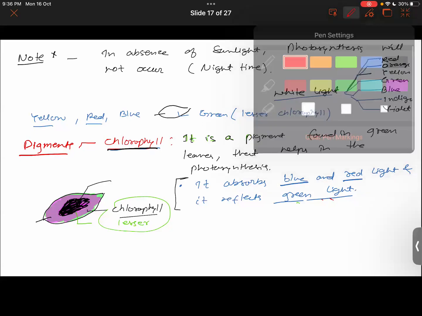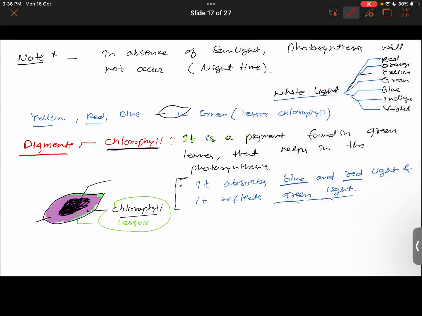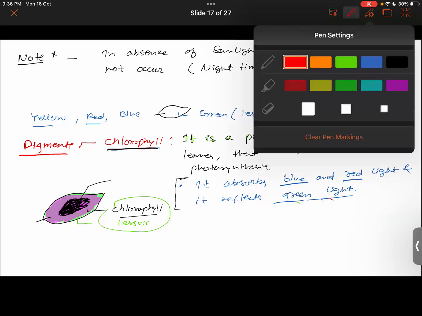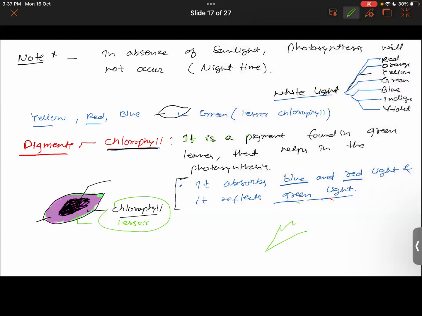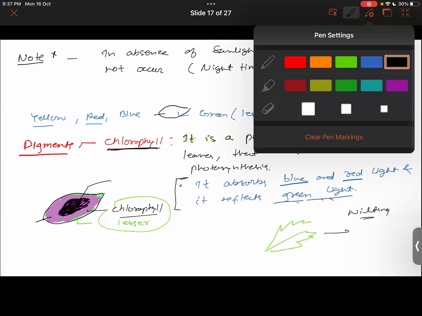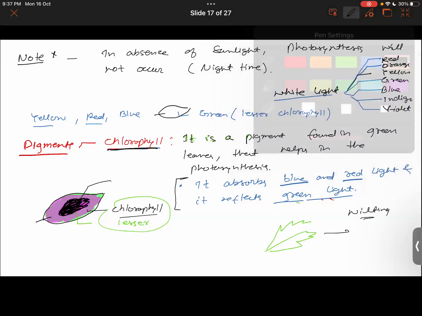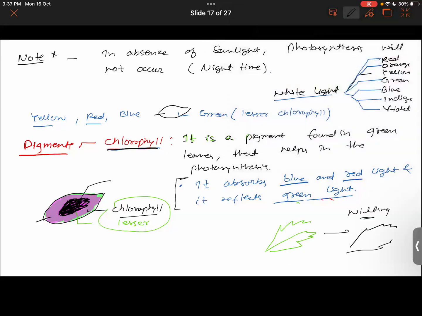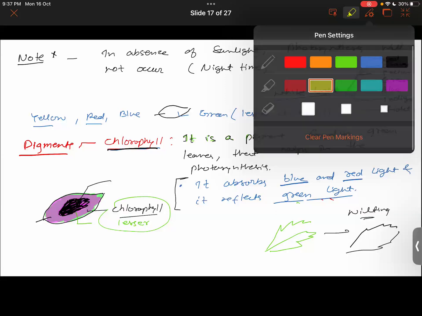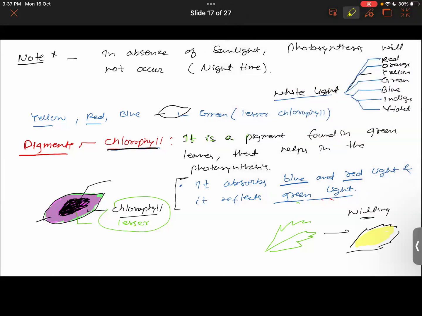Also, you might have seen that when the leaves fall, their color basically changes. Initially, leaves are green in color, right? Initially, the leaves are of green color, but when the process of wilting starts, wilting is the process in which the leaves start to fall. Then, at that time, the color of the leaf changes to brown or yellow.